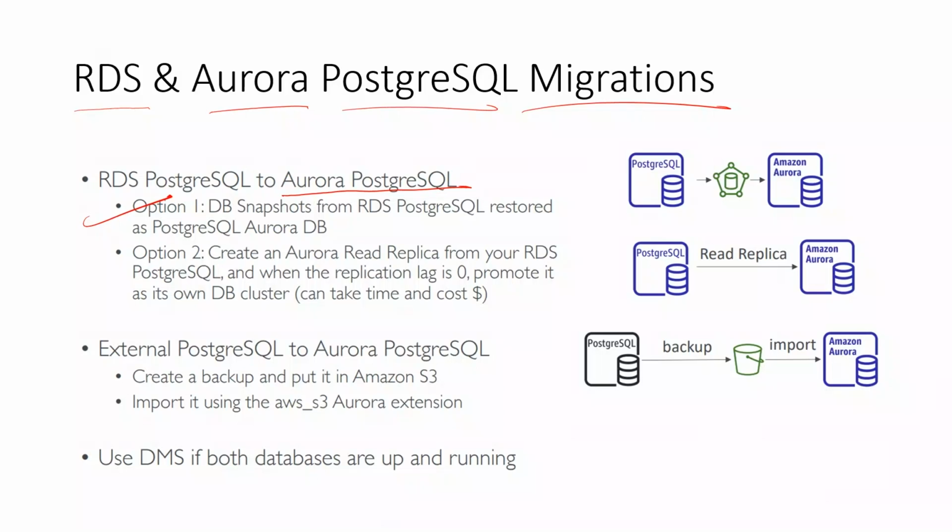It is the same kind of technique, but for PostgreSQL you have to use the Percona XtraBackup and import it into the AWS S3 Aurora extension, right? And the same thing, if you want both the databases to be in running condition while the backup is happening, then please use the Database Migration Service. All right, I hope that makes sense.